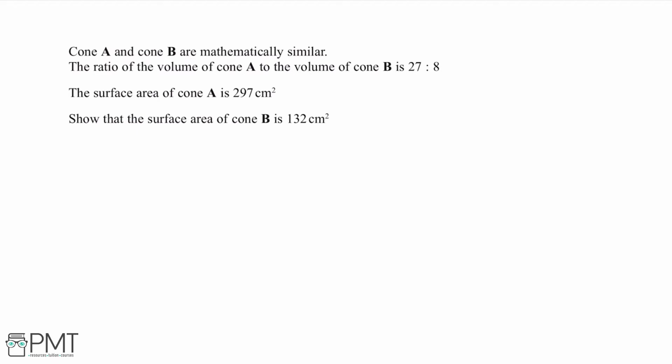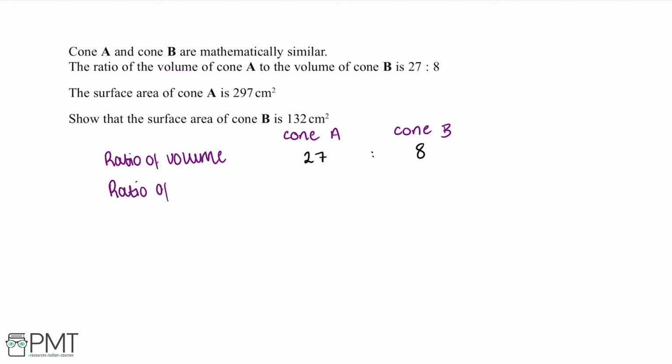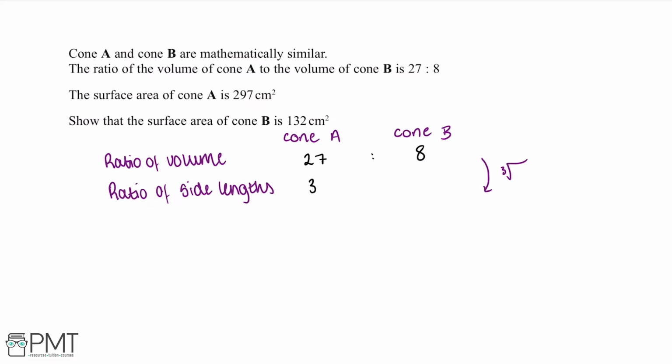So the first thing we can do is write out the ratio of the volume of cone A to the volume of cone B in a more visual form. So the ratio of the volume of cone A to cone B is 27 to 8. In order to work out the ratio of the side lengths, we'll need to cube root these values. So the cube root of 27 is 3, and the cube root of 8 is 2.